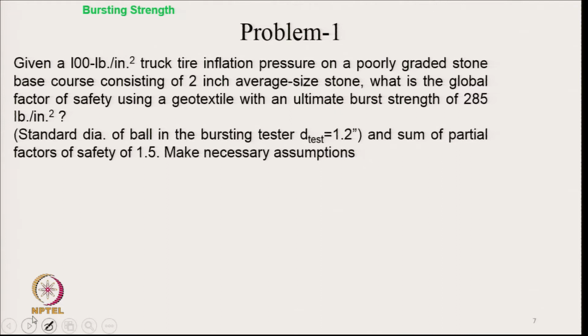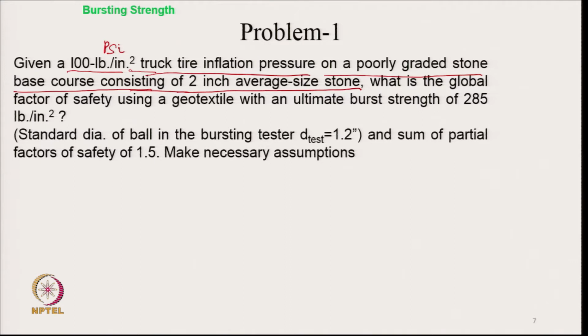Now, let us try with some numericals. So, in problem 1, it is given that truck tire inflation pressure is 100 psi on a poorly graded stone base, which is actually having 2-inch average diameter of stone. So, this is the poorly graded stone.